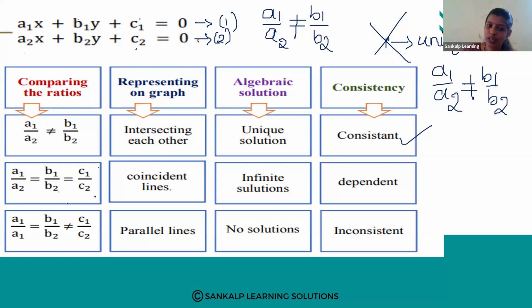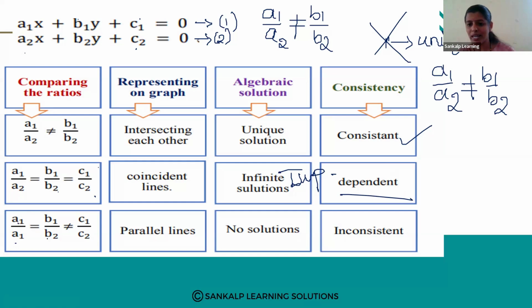Then representing on a graph, how will the lines be? Lines are coincident, right? One overlaps the other, they coincide. So you will get coincident lines. Next, algebraic solution. How many solutions does it have? It has infinite solutions. Remember, this is also very, very important. How many solutions does it have? It has an infinite number of solutions. And the graph is dependent, so one depends on the other. That is the nature of the lines. Graph is dependent.